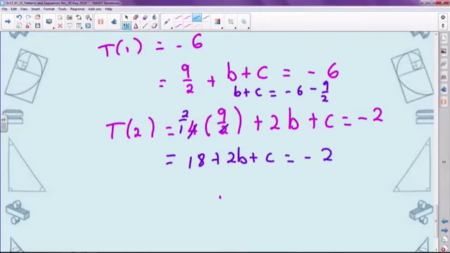So therefore, we can then choose either we're going to work with equation 1 or we're going to work with equation 2. Let's just simplify a little bit further. If I decide to work from equation 1, we're going to get that b is equal to minus 6 minus 9 over 2. Well, minus 6 is the same as minus 12 over 2. So minus 12 minus 9.